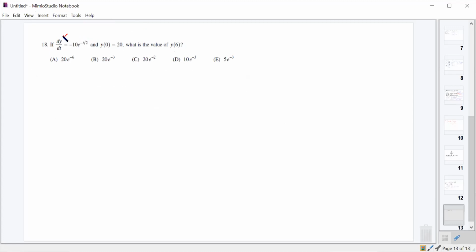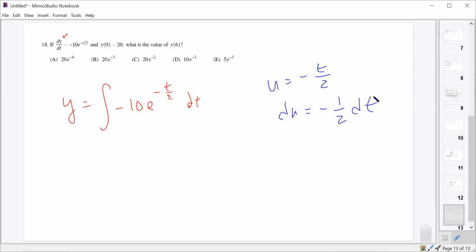We should just be able to integrate this to get y equals, and then we'll integrate negative 10e to the negative t over 2 dt. And in order to do that, we'll need to do a u substitution. So we'll let u equals negative t over 2, which has du being negative 1/2 dt. We don't have a negative 1/2, we have a negative 10, so we don't need to worry about that. But if we want to put a 1/2 in here, what do we need to do? We need to make this a 20. So we'll have 20 on the outside, an integral of negative 1/2 e to the negative t over 2 dt. Everybody good with that? The 20 times the negative 1/2 still gives us the negative 10 there.